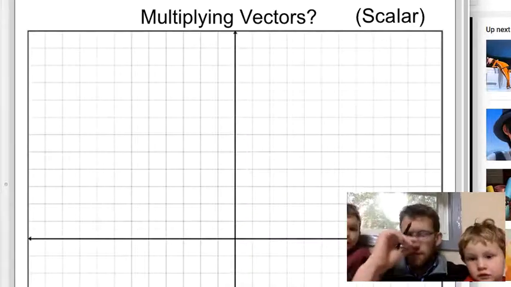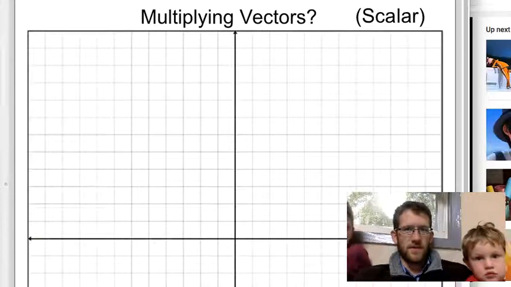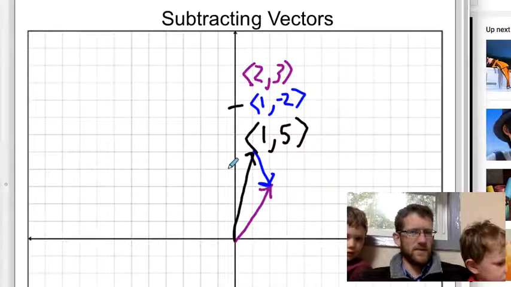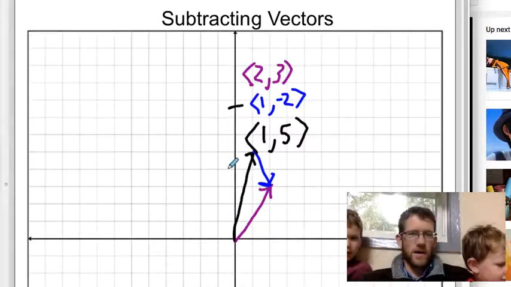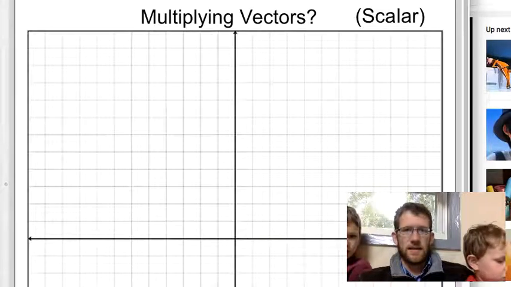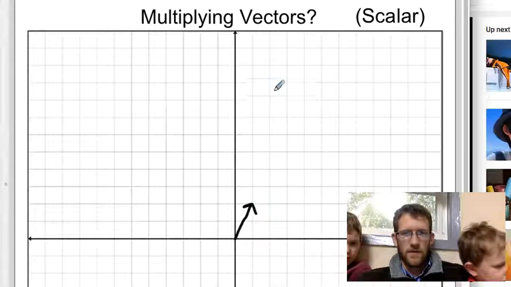Hey, can we multiply vectors? We can't multiply two vectors together because it makes no sense: a direction times another direction. Nope, doesn't work. But what we can do is multiply a vector by what's called a scalar. I forget the formatting on scalars here, but I'll get that to you.